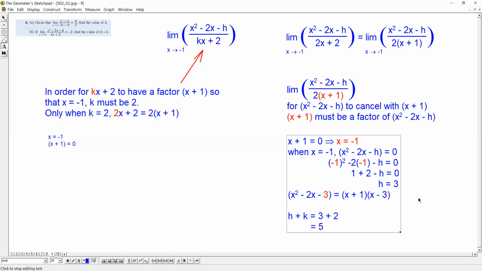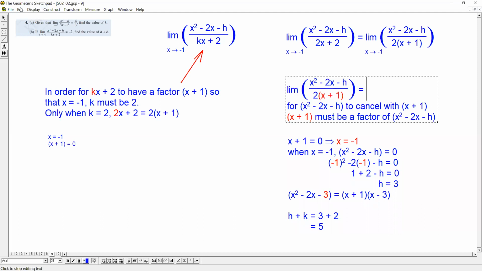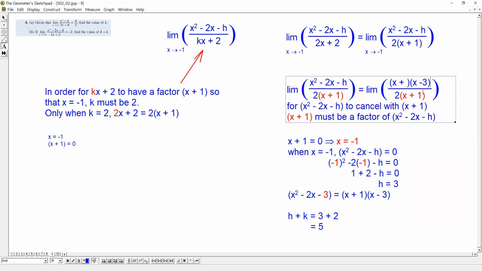So that you can actually get h equals to 3, right? If you factorize this, then you put inside here. Now the x plus 1 and x plus 1 can cancel away. So if x plus 1 and x plus 1 can cancel away, what do you think? So this one is no longer this, because we know h equals to 3, x plus 1, x minus 3. You can see that the x plus 1 and x plus 1 will cancel away, so there will be a limit.